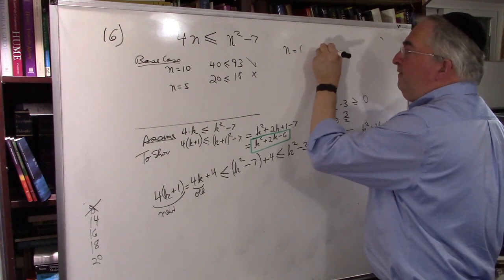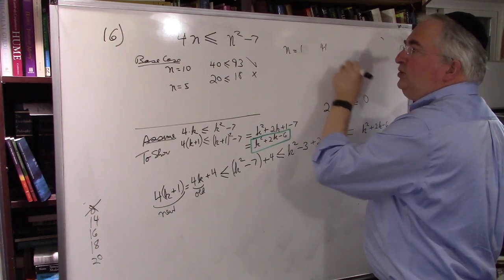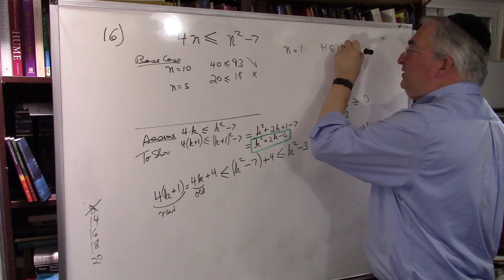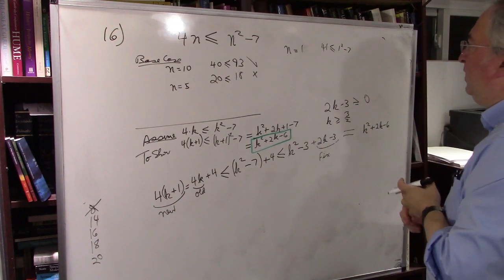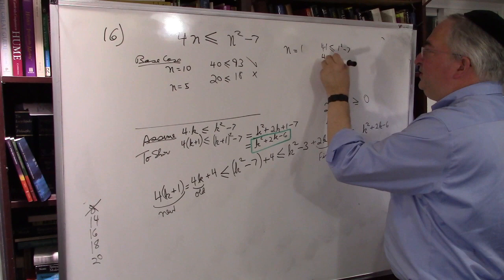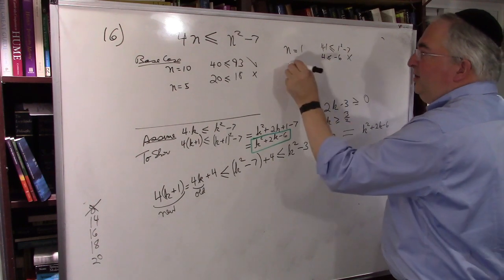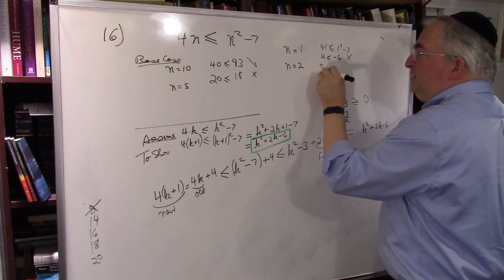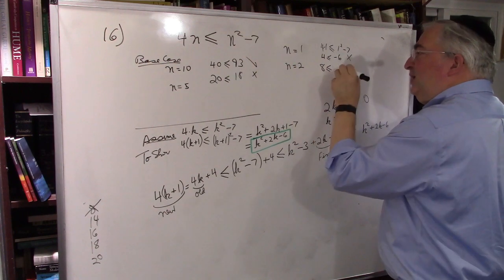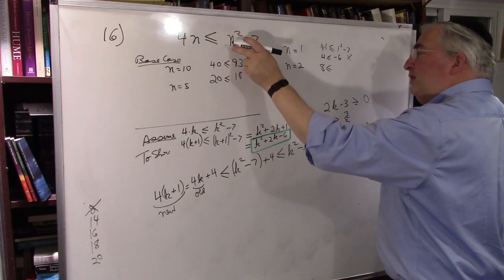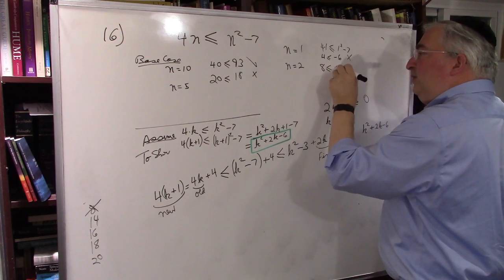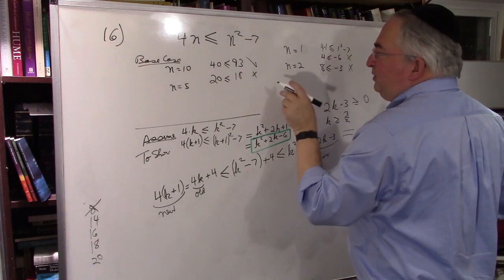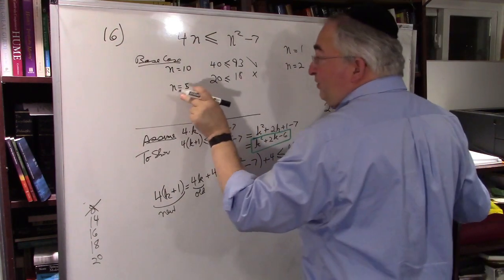So let's try n is equal to 1. 4 times 1. Question, is that less than or equal to 1 squared minus 7? Is 4 less than negative 6? No, it's not. Okay, n is equal to 2. I'm going to tell you it's not going to work there either. This is 8 less than or equal to 4 minus 7. 4 minus 7 is negative 3. No, it's not true. Okay, good. N is equal to 3 is not going to work. N is equal to 4 is not going to work. N is equal to 5 is not going to work.